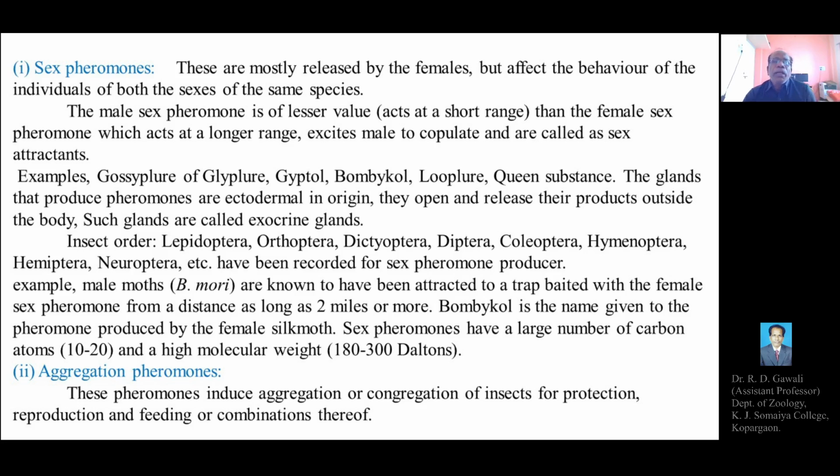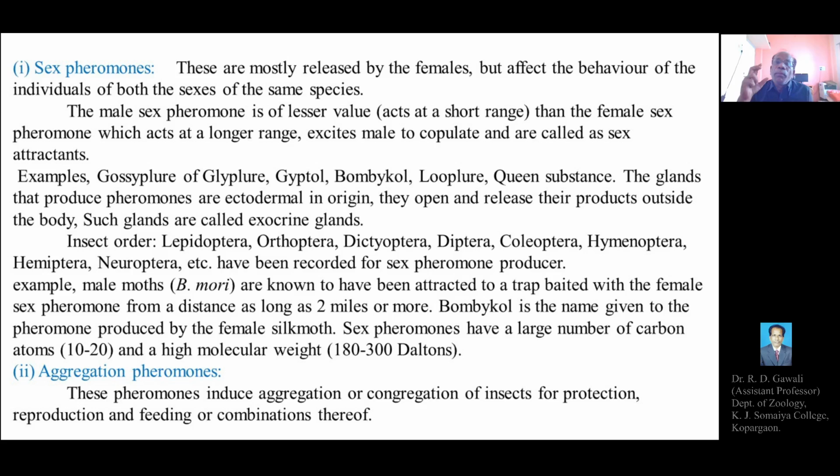For example, the male moth of Bombyx mori, the silk moth. Male moths of Bombyx mori are known to have been attracted to a trap baited with the female sex pheromone from a distance as long as 2 miles or more. This is an insect trap containing the sex pheromone, that is bombicol. Since the genus and species is Bombyx mori, the name is bombicol.